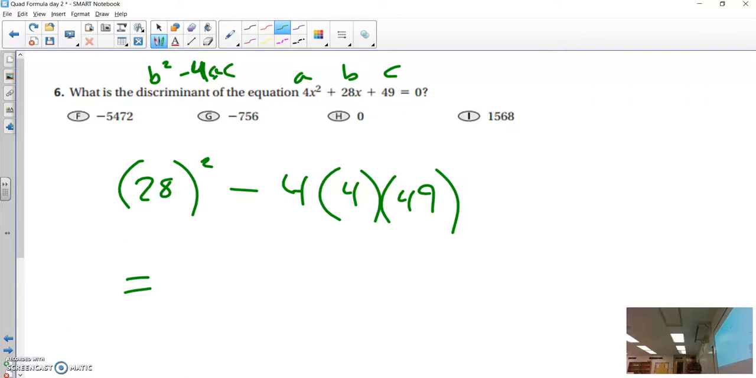So let's see what we got. Someone can't put batteries in the calculator correctly. No class for that. All right, so we're doing 28 squared minus 4 times 4 times 49.